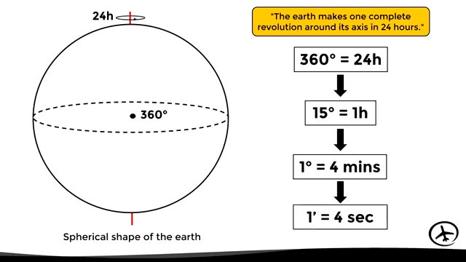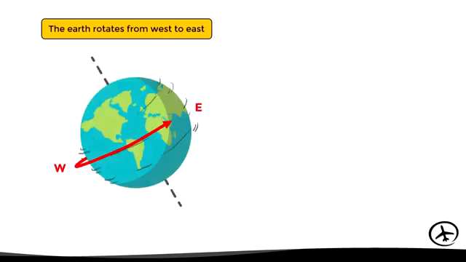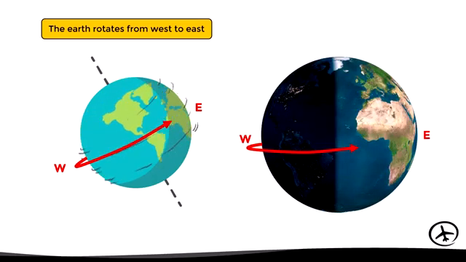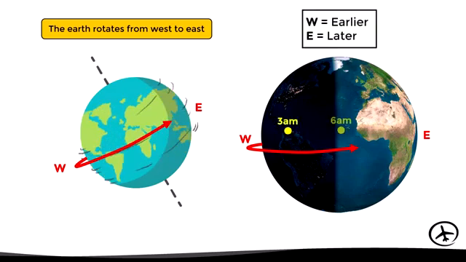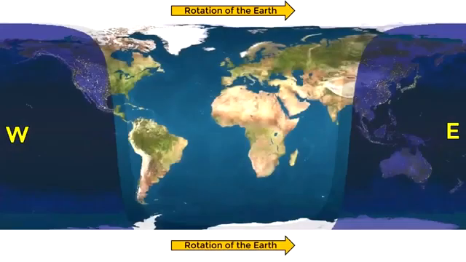and 4 seconds to rotate 1 minute of longitude. With this being said, to know if it is later or earlier at a point on the Earth with respect to our position, we must take into account that the Earth rotates from west to east. This way, in all places east of our position it will be later, while in places west of our position it will be earlier. We can see this more clearly in this example.